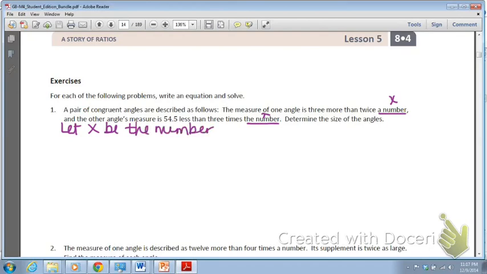Okay, so we'll let x be the number, and then we can write expressions for the angles that were given. So one angle is equal to 3 more than twice a number. So twice a number would be 2x, 3 more would be plus 3. Okay, so now we've got another angle.